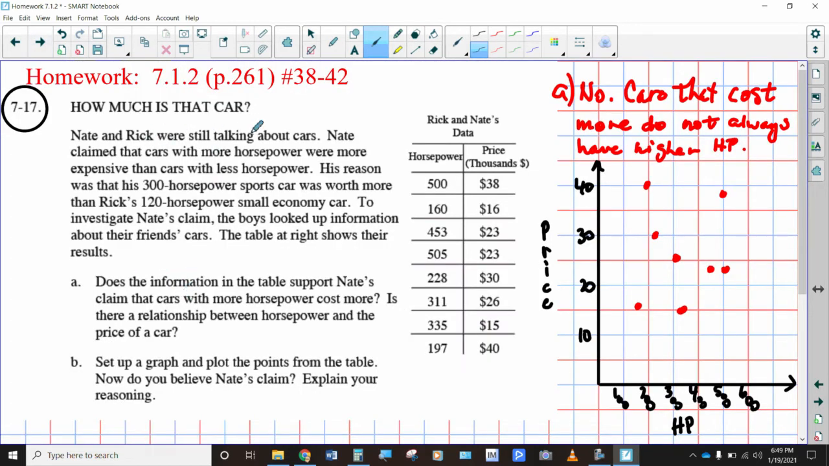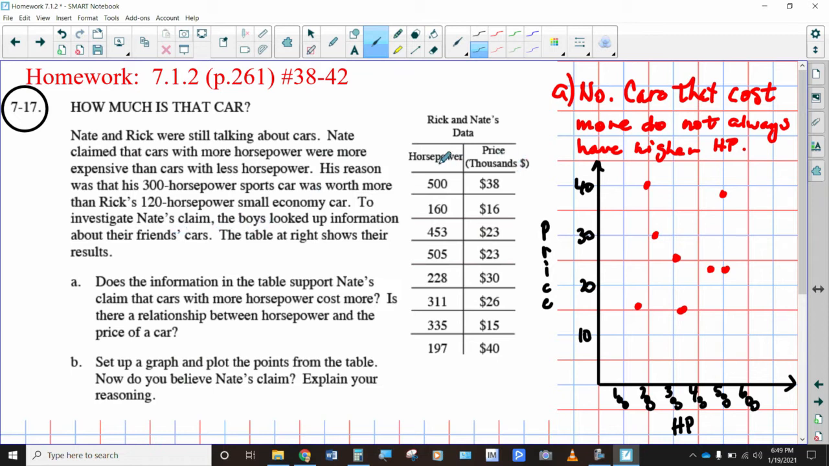Nate and Rick, we're still talking about cars. Nate claimed that cars with more horsepower were more expensive than cars with less horsepower. His reasoning was that his 300 horsepower sports car was worth more than Rick's 120 horsepower small economy car. To investigate Nate's claim, the boys looked up information about their friends' cars. The table at the right shows the results.